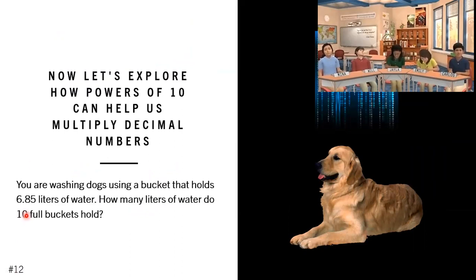Let's play another one. Let's explore power of 10 that can help multiply decimal numbers. So again, we are going to wash a dog. You are washing a dog using a bucket that holds 6.85 liters of water. How many liters of water do 10 full buckets hold? Any idea? 68.5.